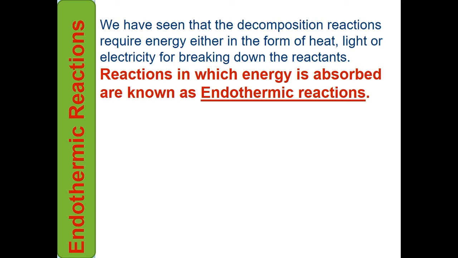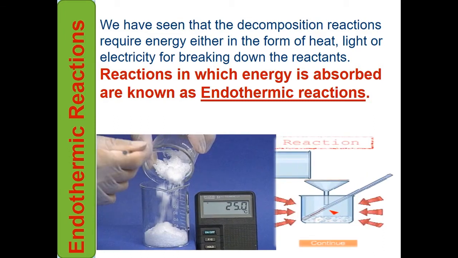But in our previous videos, we have studied decomposition reactions, and we know that whenever decomposition reactions take place, energy is absorbed in the form of heat, light or electricity. Those reactions in which energy is absorbed are known as endothermic reactions. Endo means in, thermic means heat. Heat is absorbed during these reactions. As a result of this absorption of heat from the surroundings, the temperature decreases significantly.